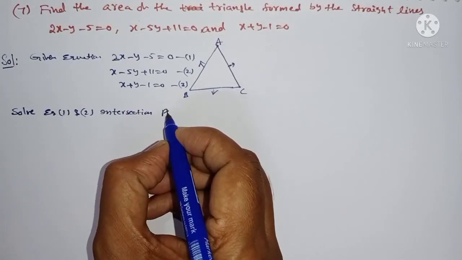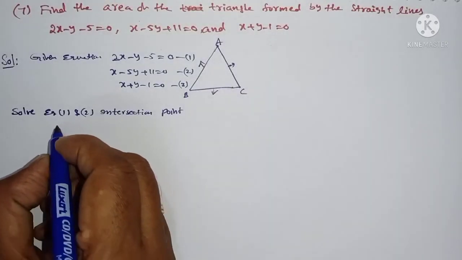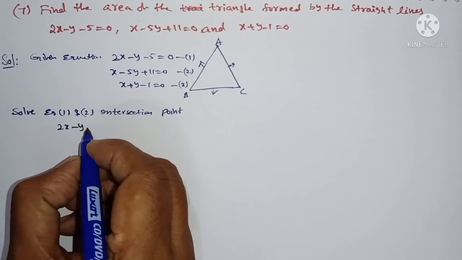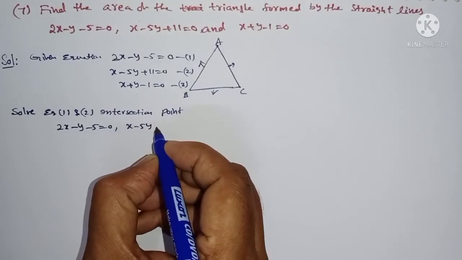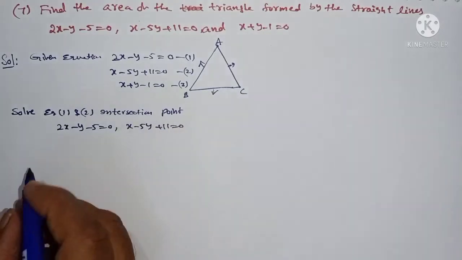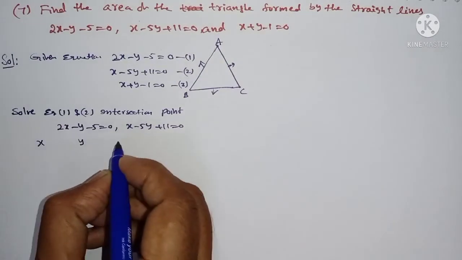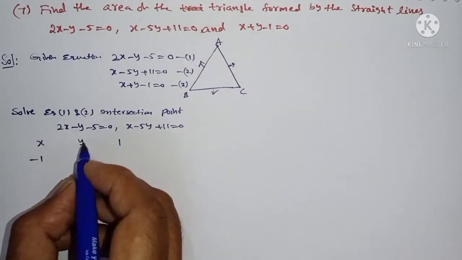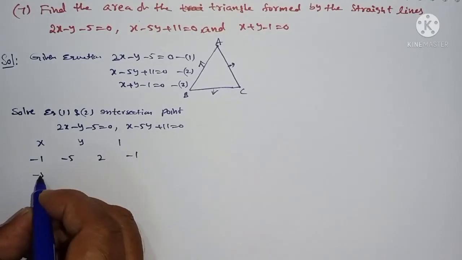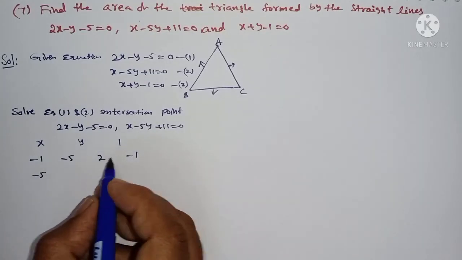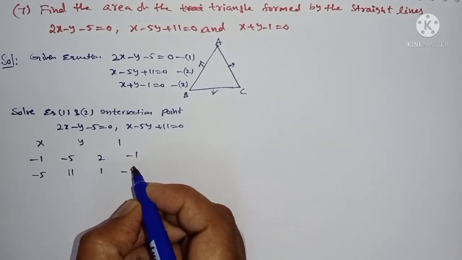Intersection point. How can you solve this? You can write here 2x minus 5y plus 11 is equal to 0, x minus 5y plus 11 is equal to 0. The method is finding x, y, 1. Therefore you can take here minus 1, minus 5, 2, minus 1 as this, and minus 5, 11 and 1 minus 5.